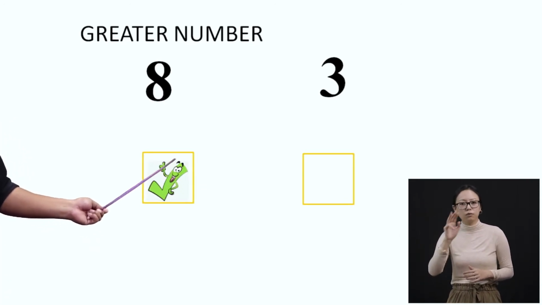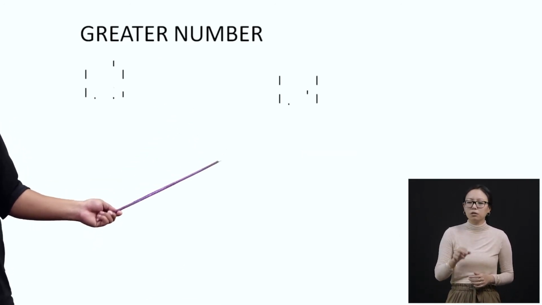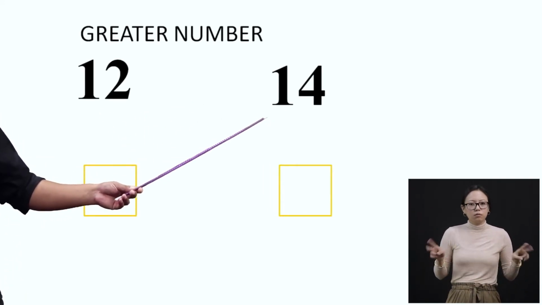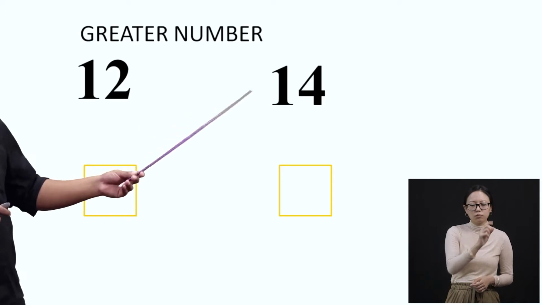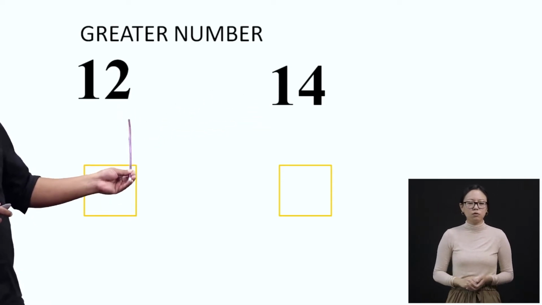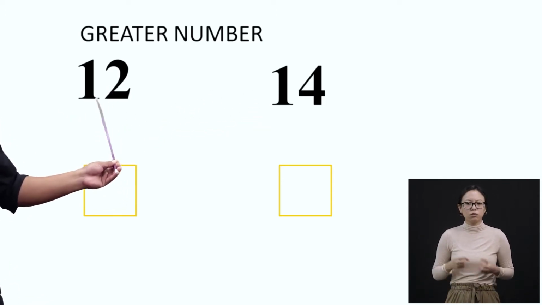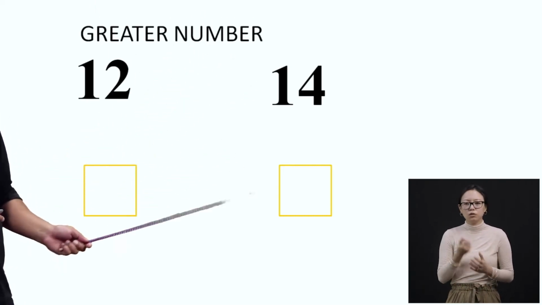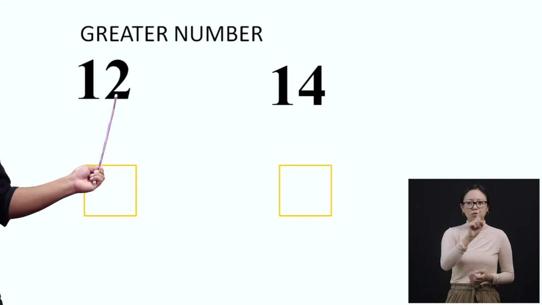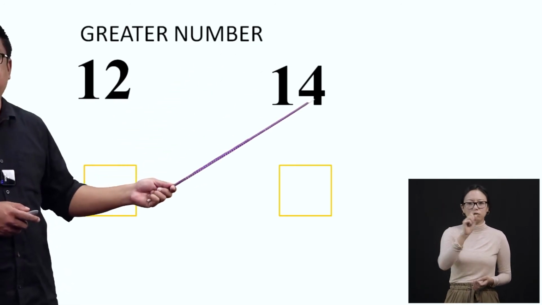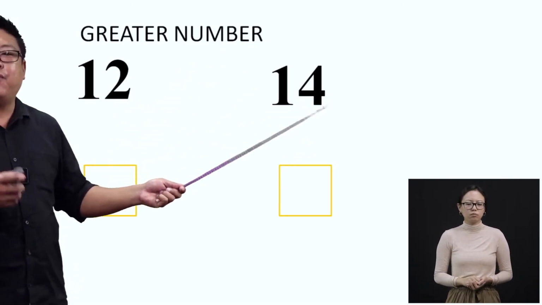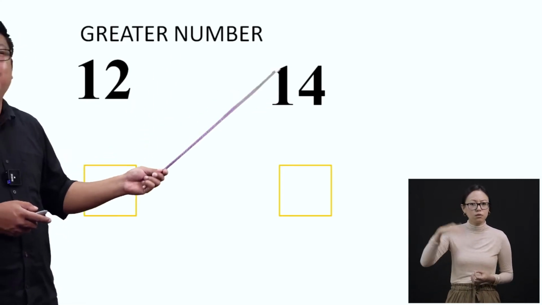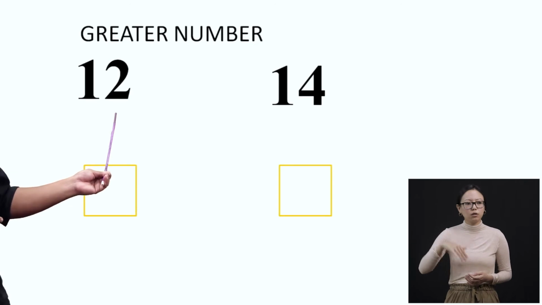All right? Now, let's look at another example. In this example, we have 12 and 14. This is a two-digit number, all right? So, let's count from 11 till 14. Let's start the count together. 11, 12, 13, 14. Now you notice that 14 comes after 12. So we can say that 14 is greater than 12.